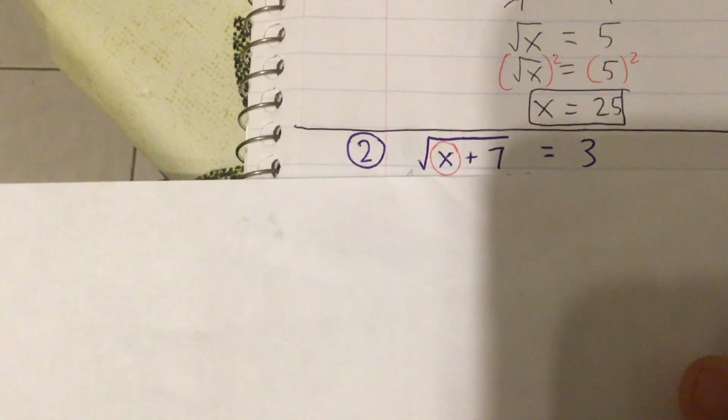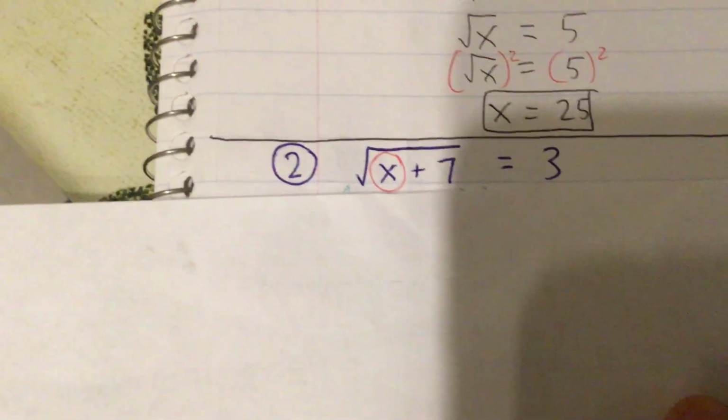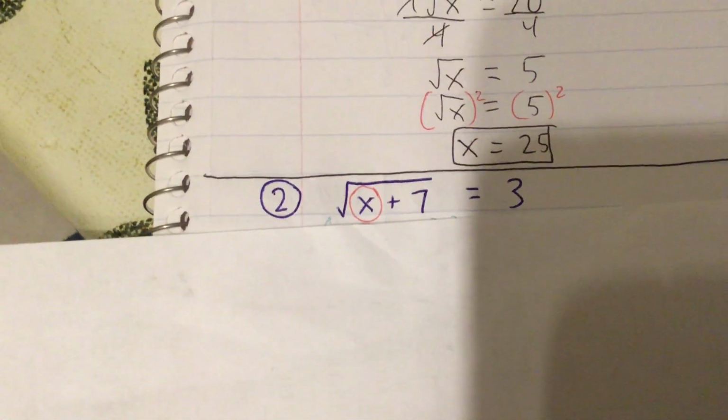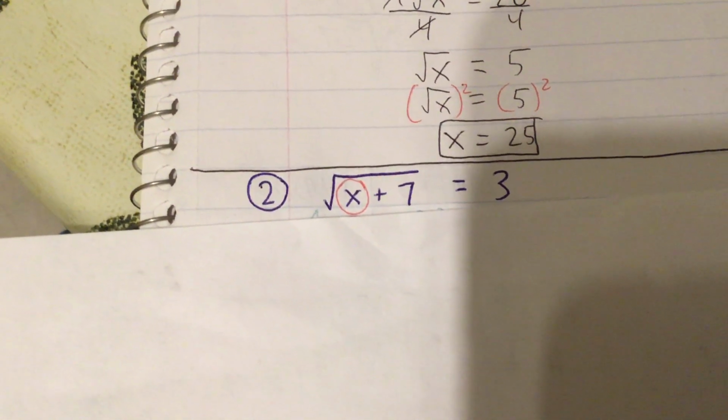Okay, moving on to problem number 2. I'm going to zoom in close so I don't give away the answer. See if you can do problem number 2 independently by using the pause button. Square root of x plus 7 is equal to 3.